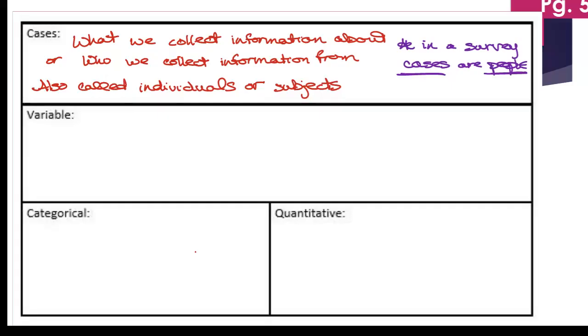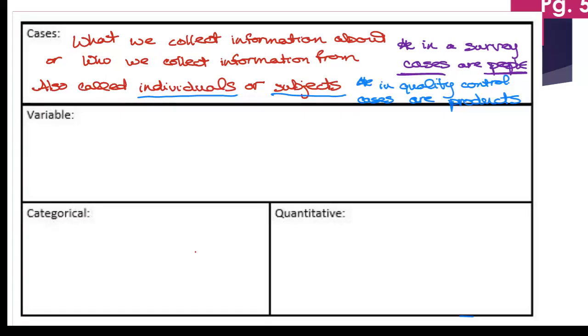And secondly, in quality control, like in manufacturing, the cases are the products, whatever is being manufactured or put together. So in a survey, the cases are the individuals, and in quality control, the cases are the products that we are going through.